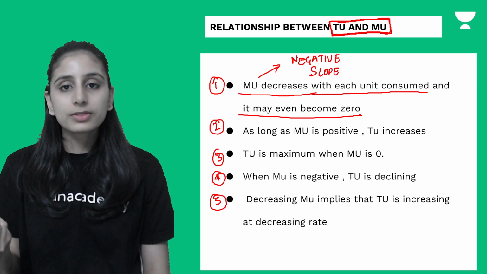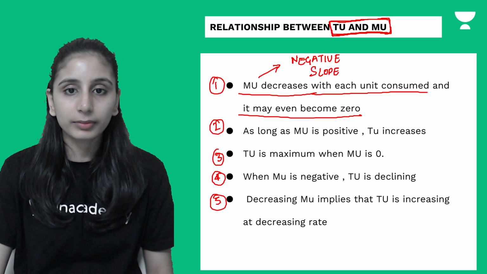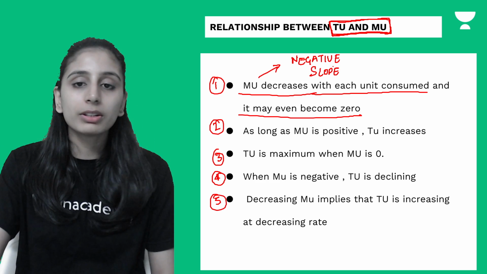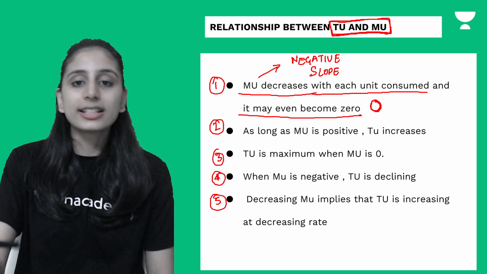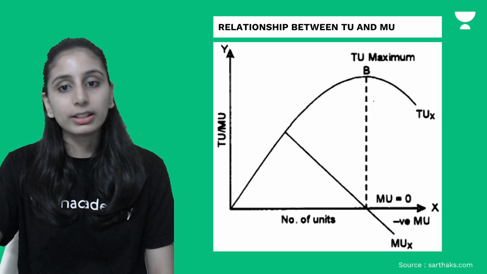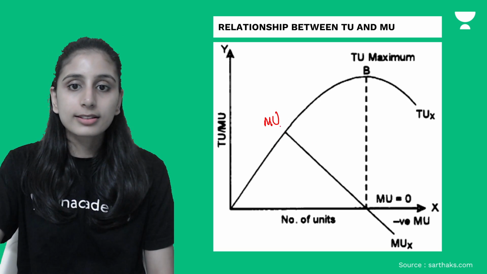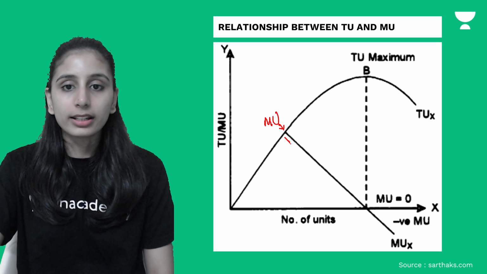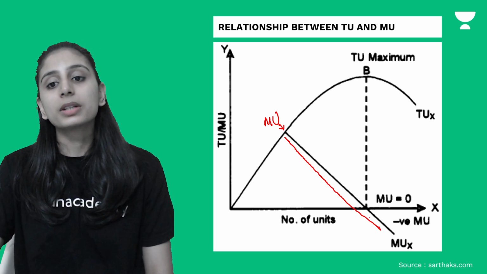It has a negative slope. It keeps on decreasing with each unit you are consuming, and it even becomes zero. ठीक है, वो जीरो भी हो जाती है. Let's see कि ग्राफ में ऐसा होता है. We can see this is our MU curve, and it decreases, and it becomes zero at this point.